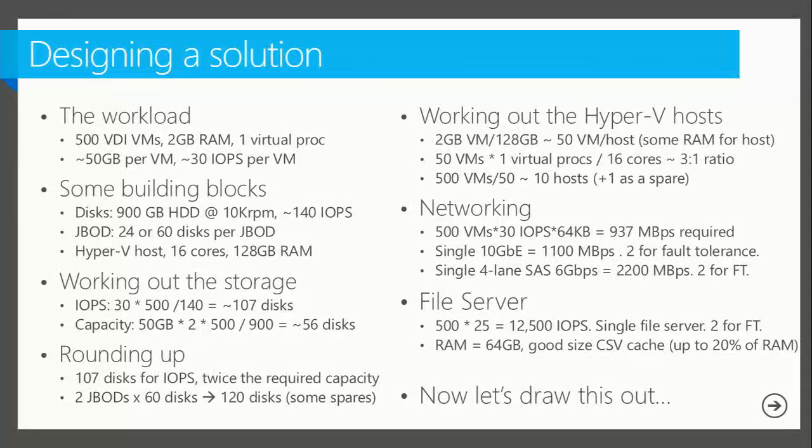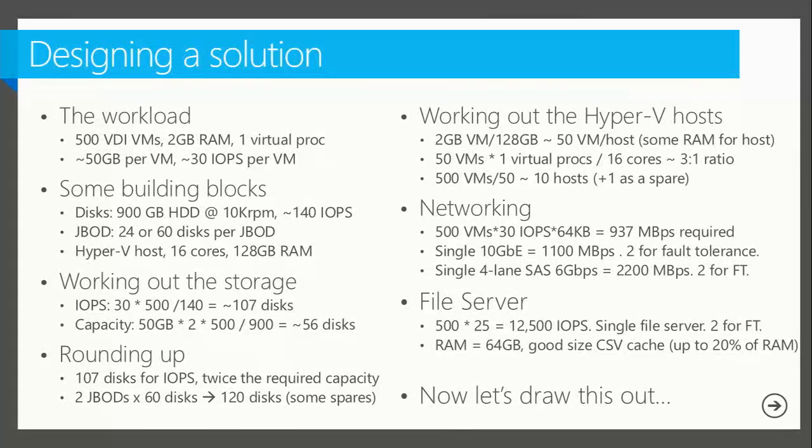Then we have networking. So we have 500 VMs doing 30 IOPS, and I put 64K average I/O size. Could actually go a little lower for a VDI workload, probably more like 32. But anyway, I'm being on the safe side here. So that's about 937 megabytes per second. Okay? A single 10 gig gives you about 1100. You have 2 for fault tolerance anyway, so you're fine. So you have 2200 megabytes per second throughput available here on either node, and you only need 937. So you're good on the networking side.